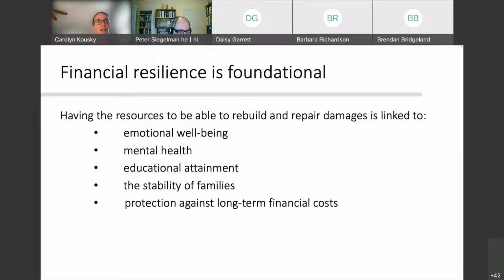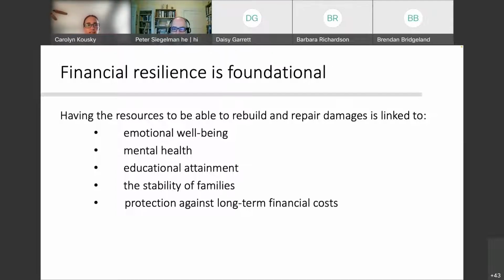If you don't have money to get into housing and to provide for your household, then of course that's very stressful. In other countries, there's been some work showing that it can often impact educational attainment, particularly as family members are forced out of education and into work to get more resources, that it can have impact on the stability of families, and then protection against longer term financial costs like this, limiting the ability, for example, to build wealth, like I was talking about earlier, by depleting your savings or whatever.